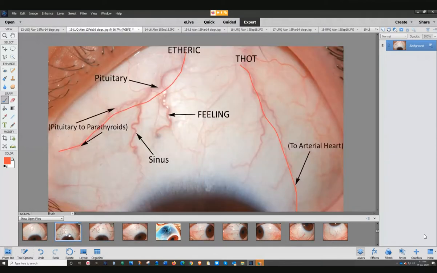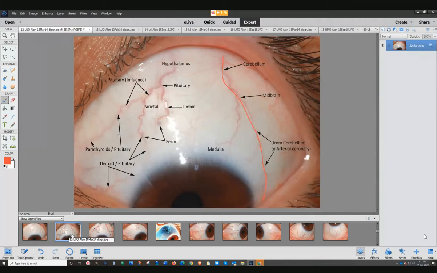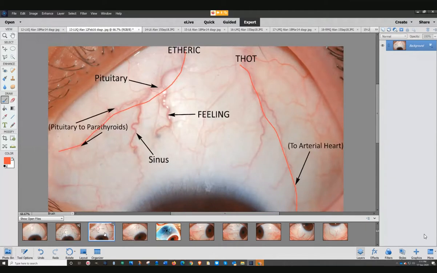Okay, someone had a question about the pituitary, the thyroid and parathyroid. Can somebody read the questions in the chat? We can't see them up here. What would you do for his pituitary feelings and sinus? Work emotionally with words? You certainly can do that.